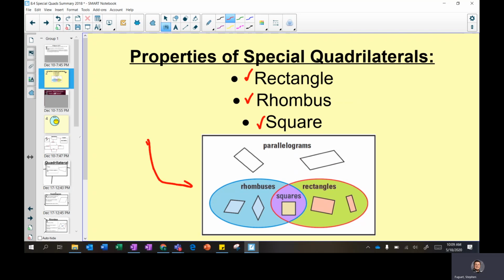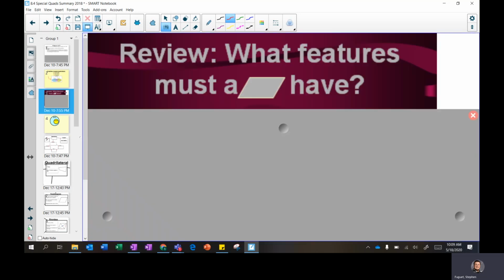This Venn diagram down below here should hopefully give you some indication of what their relationship is. But let's go ahead and dive into that. Before we do that, though, we're going to talk about what you learned in the last lesson, and that was about what properties or features a parallelogram must have.